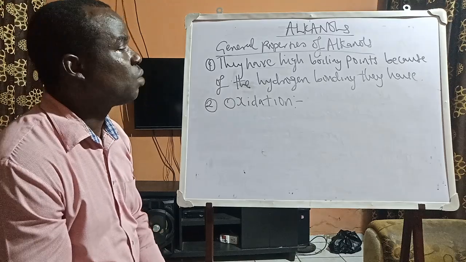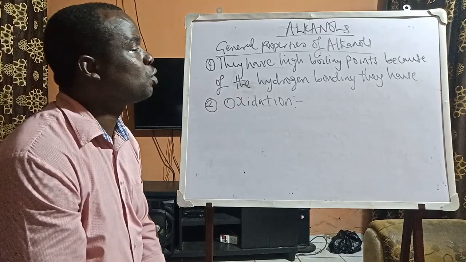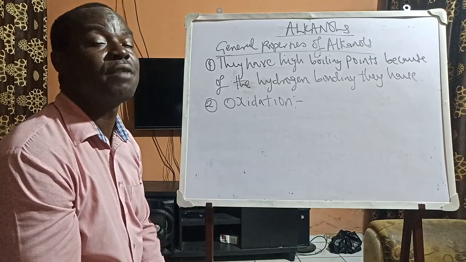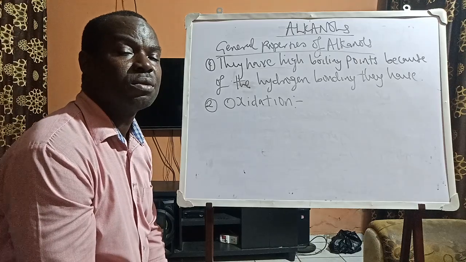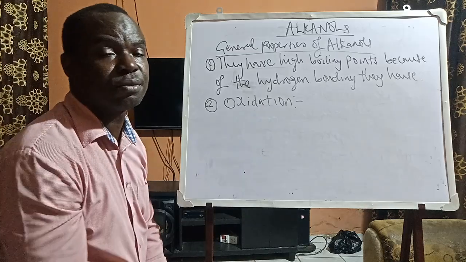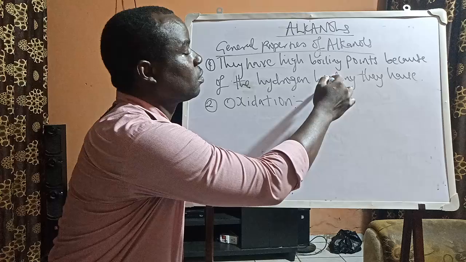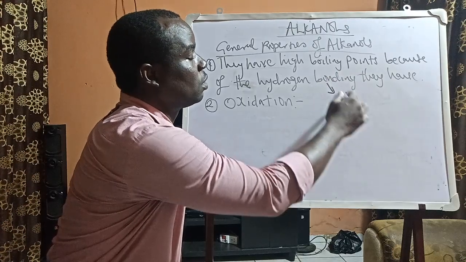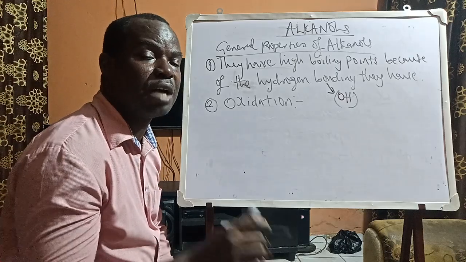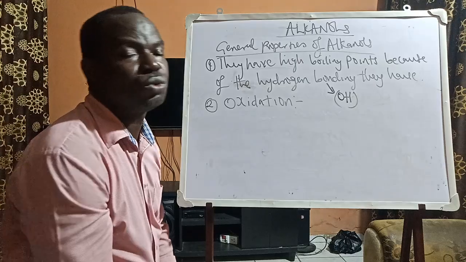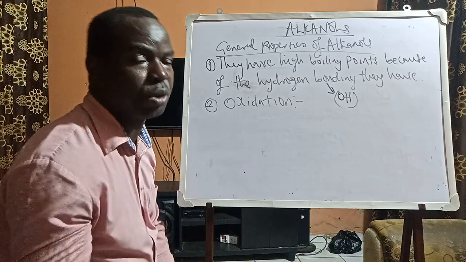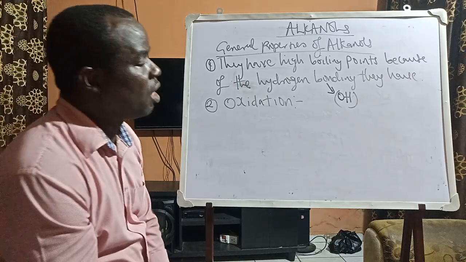Okay, so look at this. General property of alkanols. Number one is that alkanols have high boiling points. All of them have high boiling points. The reason is because they have hydrogen bonding, and the hydrogen bonding is from the OH group, the hydroxyl group. So because of the hydrogen bonding they possess due to the hydroxyl group, they have high boiling points.